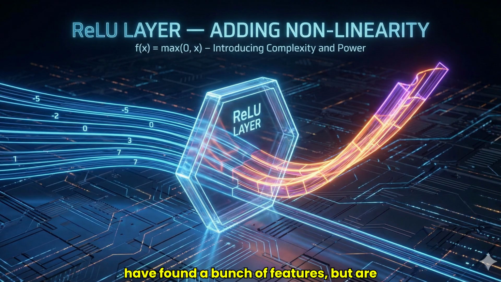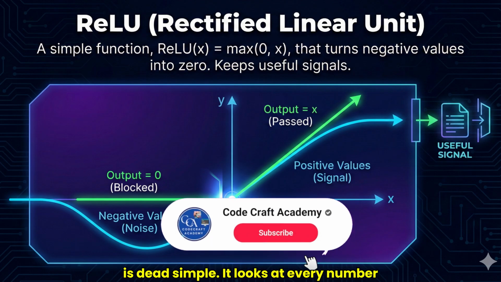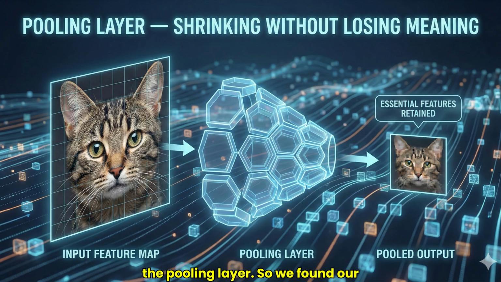Okay, so our detectives have found a bunch of features, but are they all useful? The next step is to decide what's important, and that's the job of the ReLU layer. Think of it as a really simple on or off switch. Now, ReLU stands for Rectified Linear Unit, but don't let the name scare you. Its job is dead simple. It looks at every number on our feature map and follows one rule. If the number is positive, great, keep it. If it's negative, just turn it into a 0. That's it. It's basically just filtering out all the weak signals and saying, hey, let's only focus on the stuff that really stands out. And that brings us to our final building block, the pooling layer.